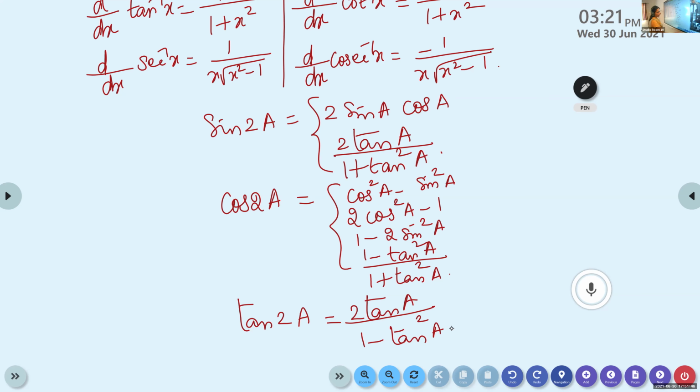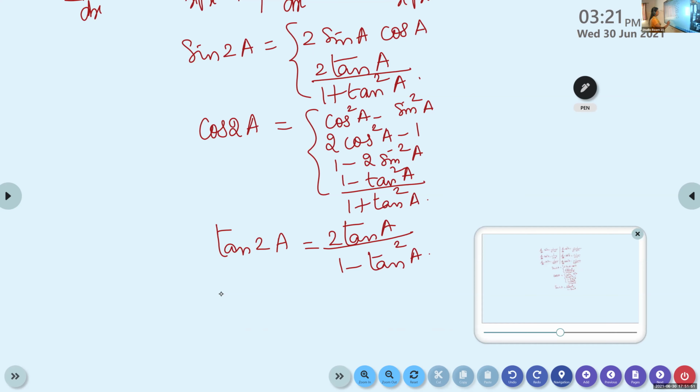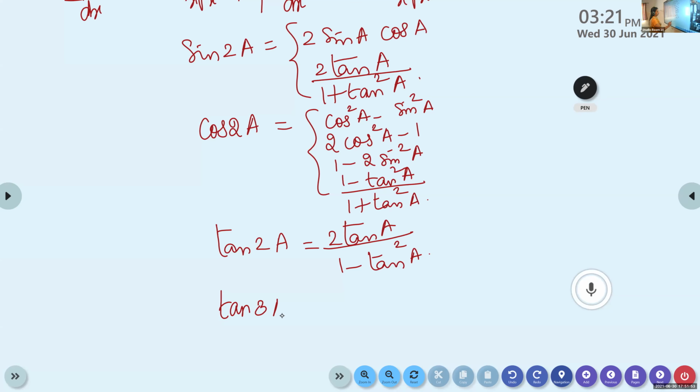What is tan 3A? Find out. What is tan 3A? Diya. 3 tan A minus tan cube A by 1 minus 3 tan square A.